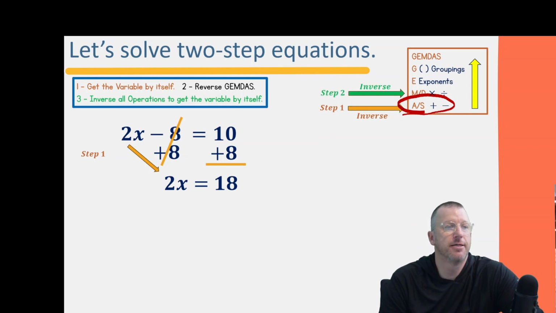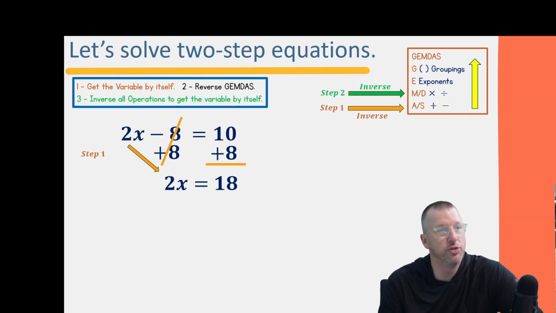So step 2 is, do you see any multiplication or division? Remember, we are using GEMDAS backwards. And the answer is yes, we have 2 times x. So step 2 says, do the inverse of multiplication. What's the inverse? It's 2 times x or x times 2. Let's divide by 2. We're trying to get rid of the coefficient here, so we're going to divide by 2 using the inverse operation. And what I do to one side, I have to do to the other side.